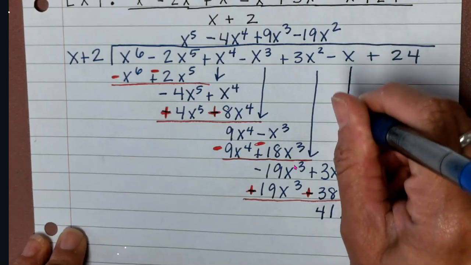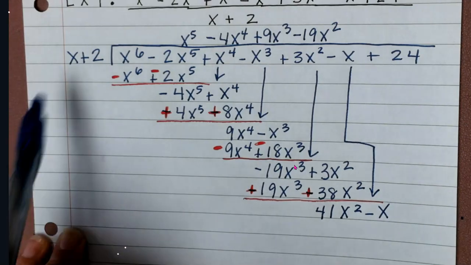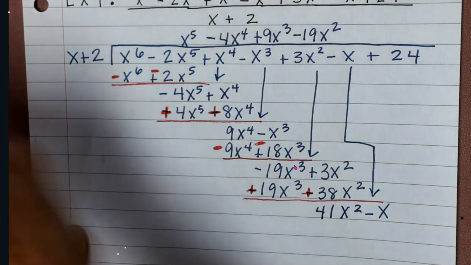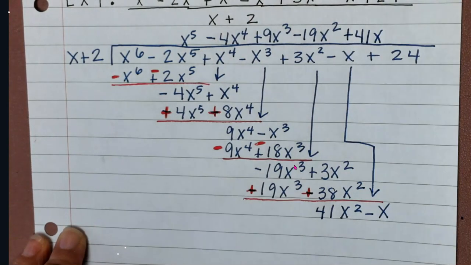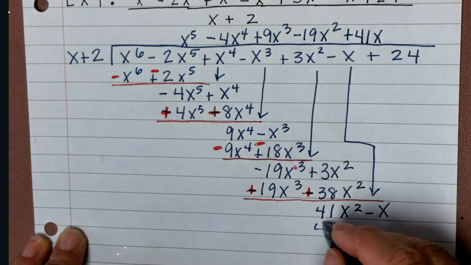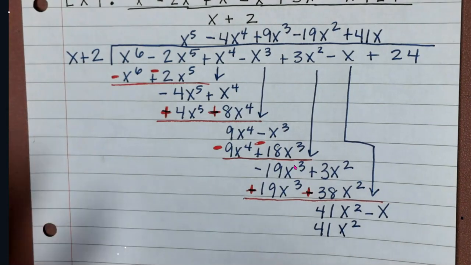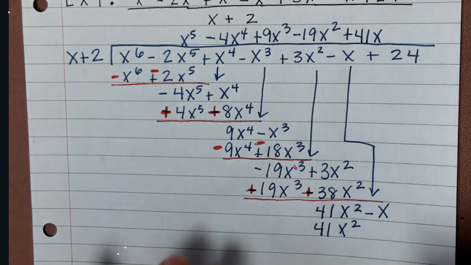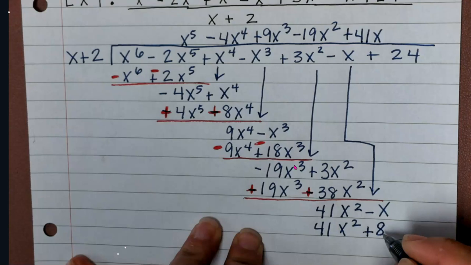Bring down the next term. I want x to look like 41x squared. We're going to multiply it by a positive 41x. 41x times x is 41x squared. 41 times 2, do that in your head. Think about doubling 41. 41 doubled is going to be a positive 82x.